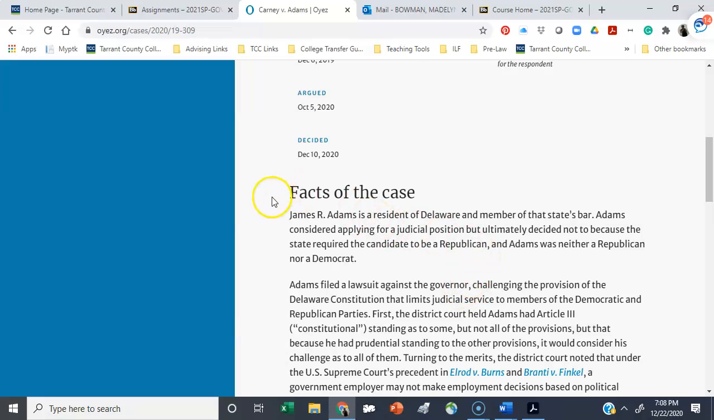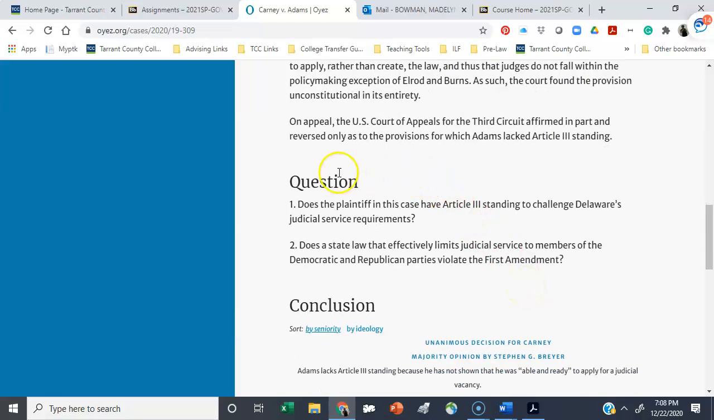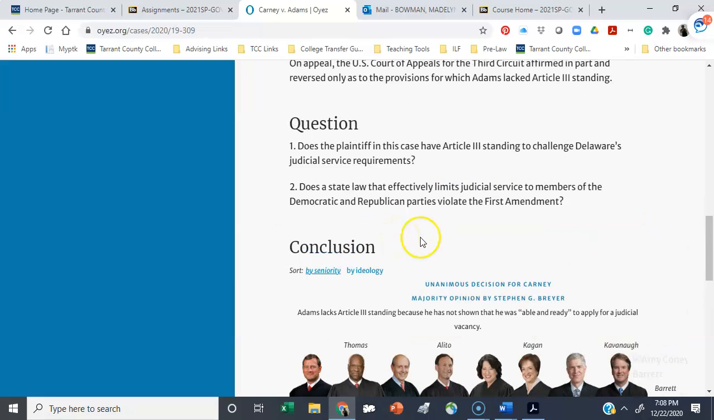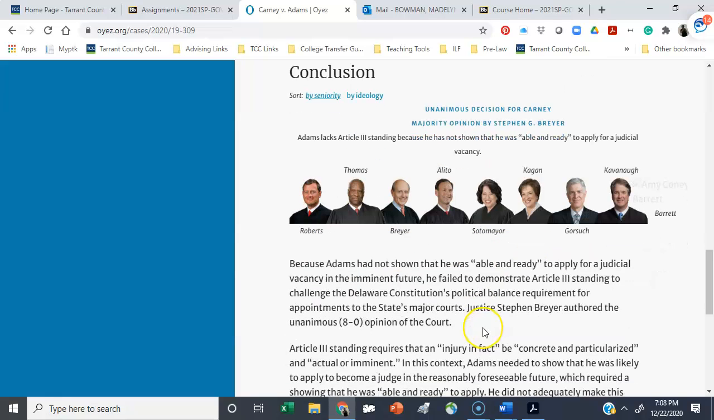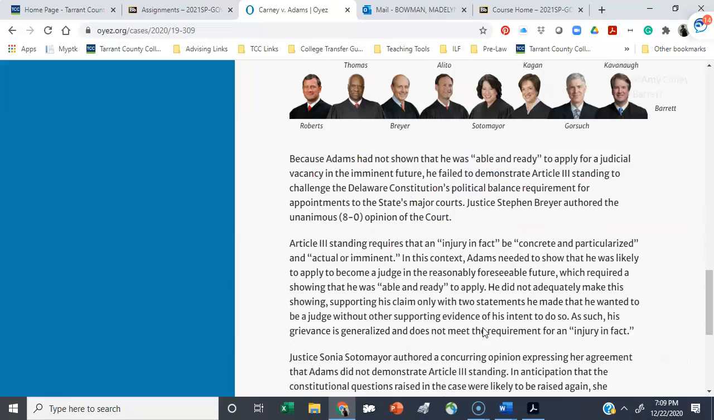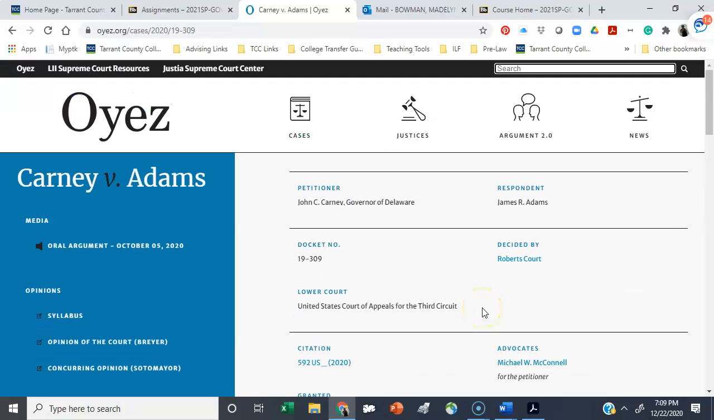In the summary, they talk about the facts of the case. They tell you what happened. They tell you what question the court was deciding. They tell you how they voted. This must have been a unanimous decision, because if it had not been, the people that did not vote in the majority would be grayed out. And then they tell you how they decided and why they made that decision, how they answered the questions. This is, again, quite beautiful.